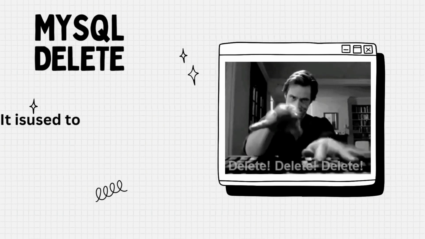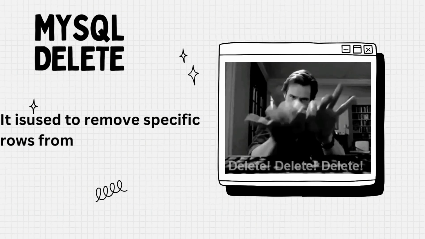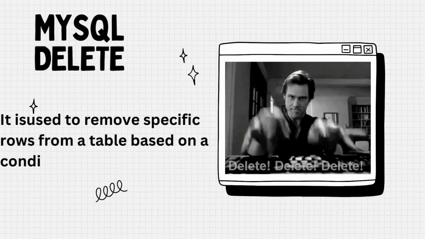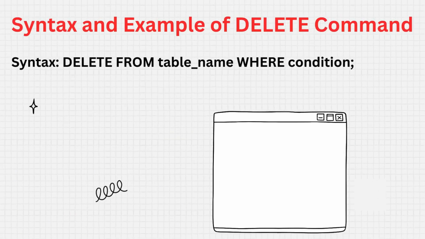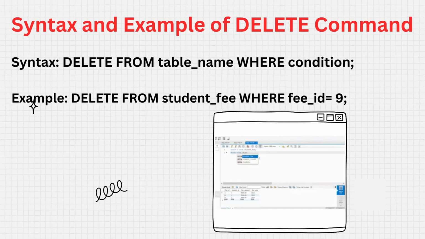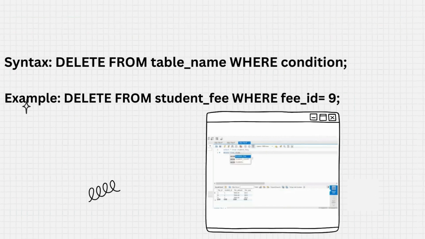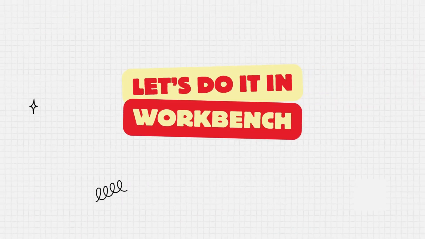Now, let's move on to the delete command, which is used to remove specific rows from a table based on a condition. Syntax of delete is DELETE FROM table_name WHERE condition. Example: DELETE FROM student_fee WHERE fee_id = 9. Let's try.